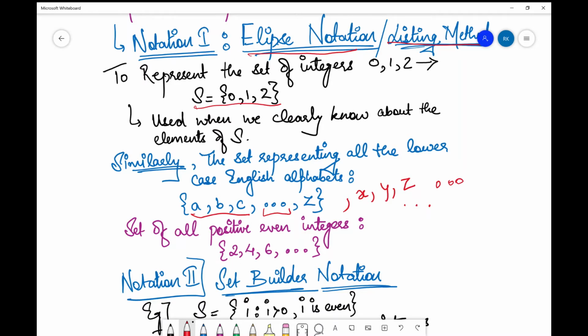Similarly, if I want to write the set of all positive even integers, then I would write 2, 4, 6. I have not written the last element because this is an infinite set. I do not know where it ends, right? So I can just write down 3 dots at the end.